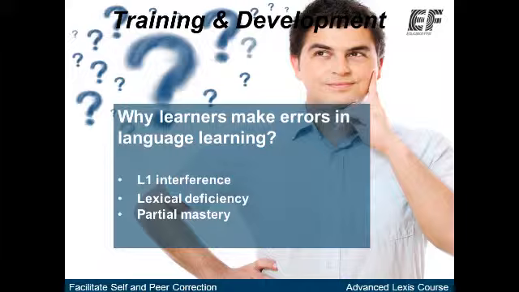Lexical deficiency. Students make mistakes due to vocabulary deficiency, which causes many grammatical errors, particularly by lack of collocational power. Partial mastery. Many grammar mistakes result from imperfect mastery of the principal generative patterns of English. That imperfect mastery can be seen as partial mastery.